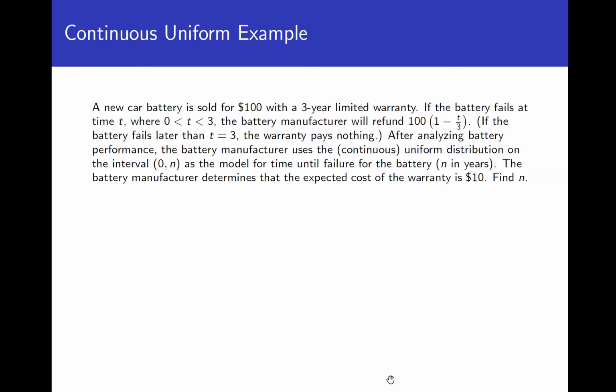Continuous uniform example here. All right, so this one's a little bit more complicated. It looks a little bit more complicated, but it's really not that bad. All right, so we got a battery that was sold for $100. The manufacturer offers a warranty if the battery dies within 3 years. The refund is on a sliding scale. Starts out at 100 if you put in 0 for T, ends at 0 if you put in 3 for T, and then past 3 it doesn't pay anything.